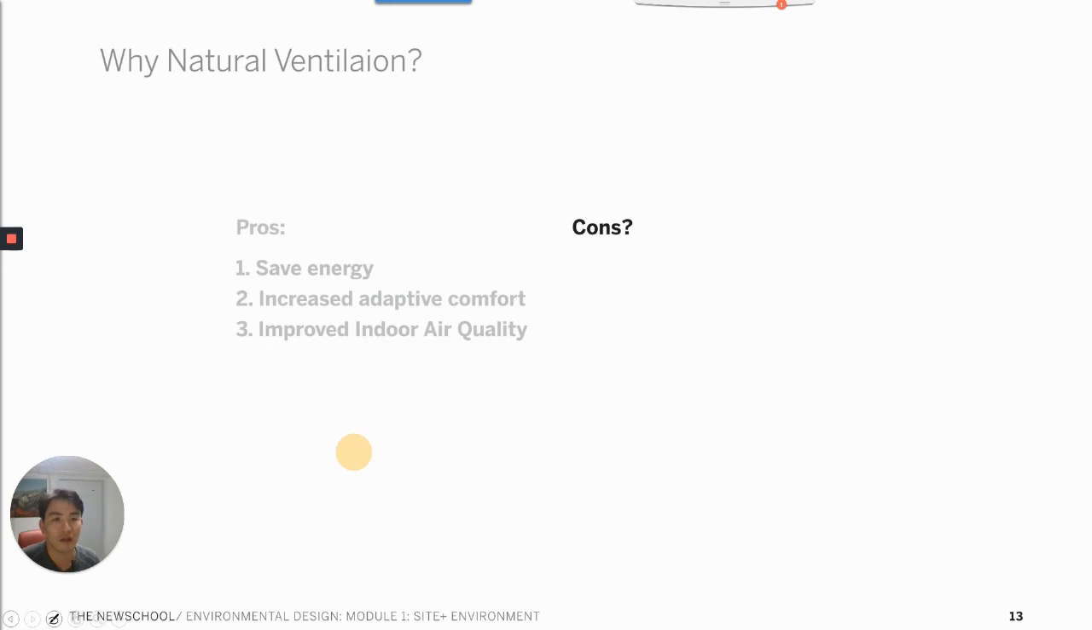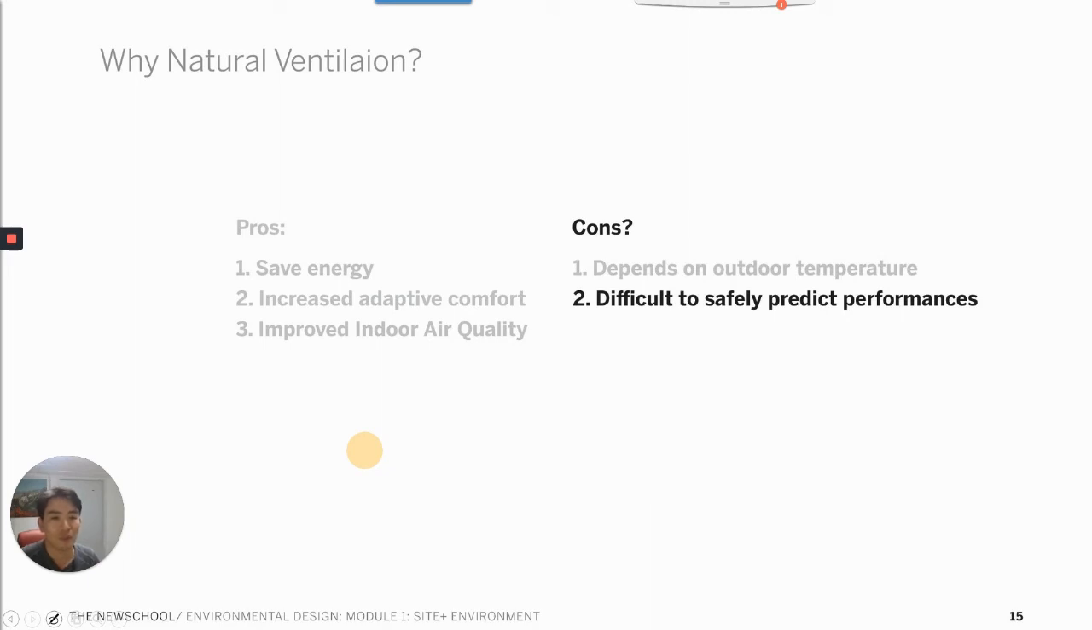Then what are the cons? What are the bad things about the use of natural ventilation? First, it is very much dependent on the outdoor temperature. What will happen if you open a window when the outdoor temperature is too cold or too hot? It will adversely impact the comfort.